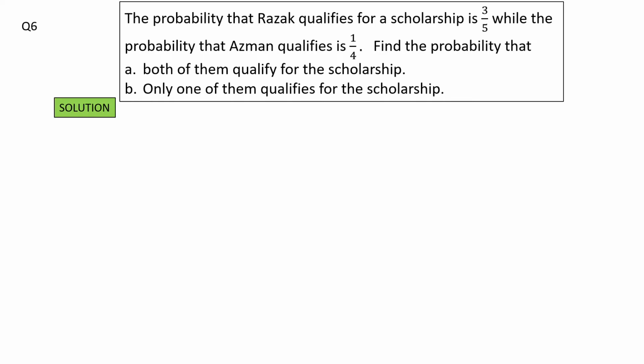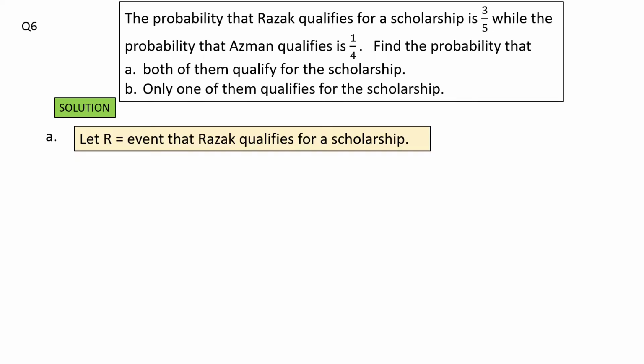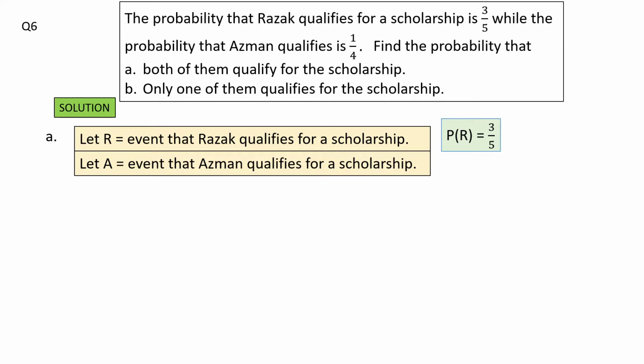Question 6. The probability that Raza qualifies for a scholarship is 3 over 5, while the probability that Azman qualifies is 1 over 4. Find the probability that both of them qualify for the scholarship. Okay, let's define the events. R is the event that Raza qualifies for a scholarship, with probability 3 over 5. The second event, A, is the event that Azman qualifies for a scholarship, so probability A equals 1/4.